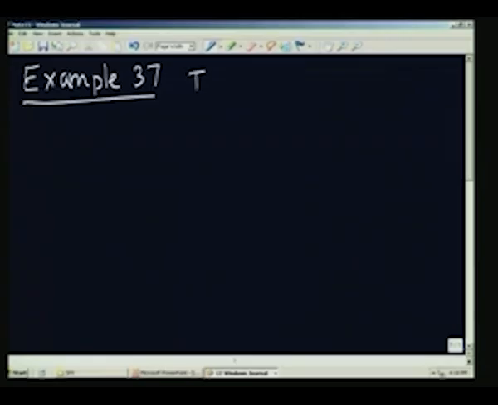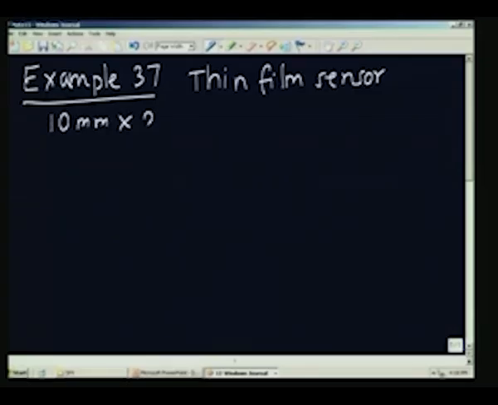So, I will work out the numbers. We have this example 37, thin film sensor. The platinum has a length of 10 millimeters by 2 millimeters. This is the length and this is the width, multiplied by 0.01 millimeter, this is your delta.